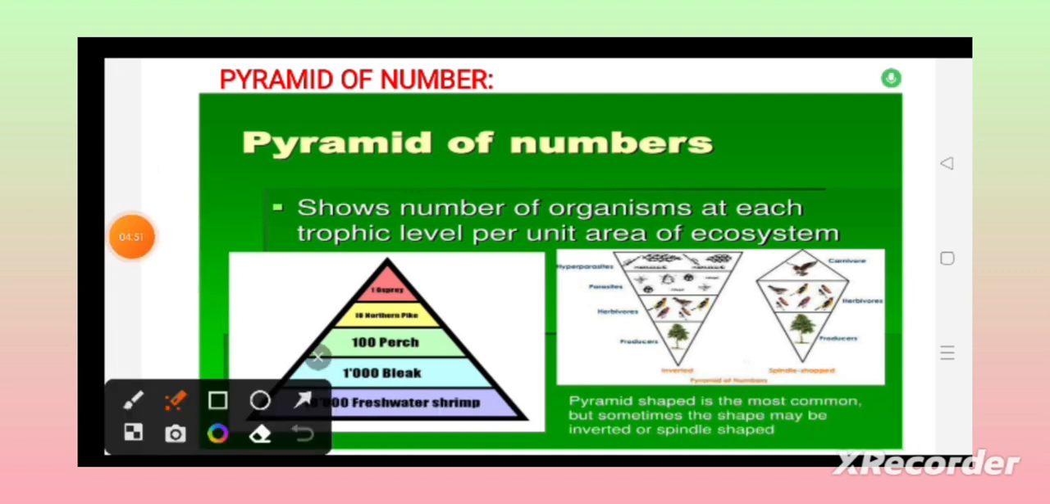In case of aquatic ecosystem or in case of tree ecosystem, we can see in the number that only one tree will be there, that is very low in number. After that, it will give support to a lot of birds that are very high in number. After that, the parasites which feed on these birds are very high in number, like ectoparasites.